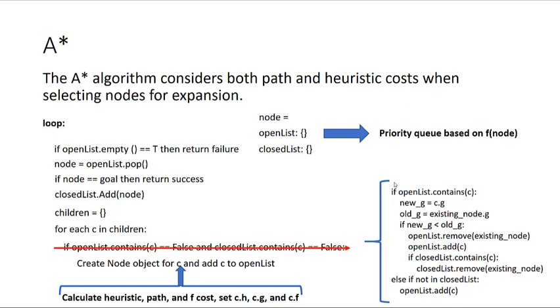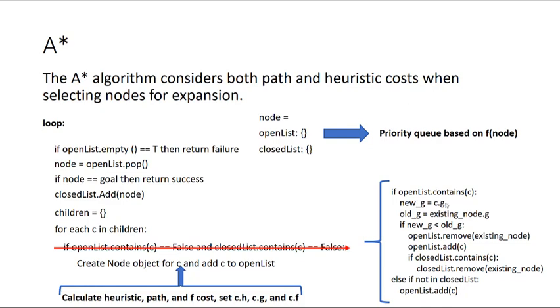So let's start with the easy case where it's in neither the open nor the closed list. So we would check, okay, is it in the closed list or is it in the open list? No. Okay, come down here. If it's not in the closed list, then we go ahead and add it to the open list. No problem.